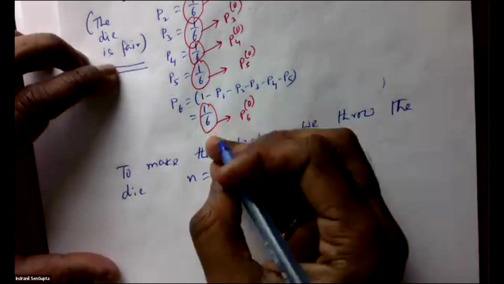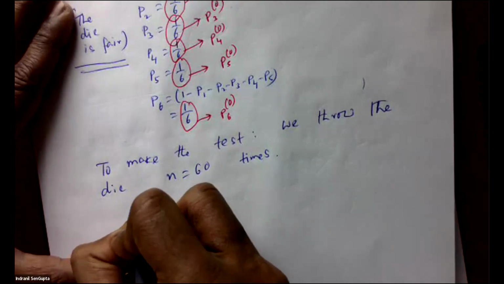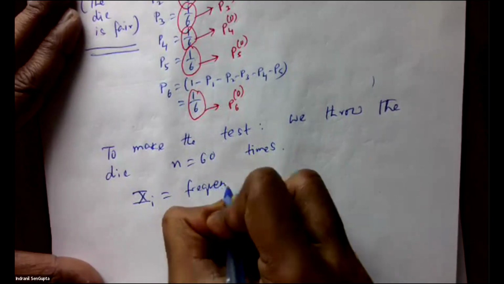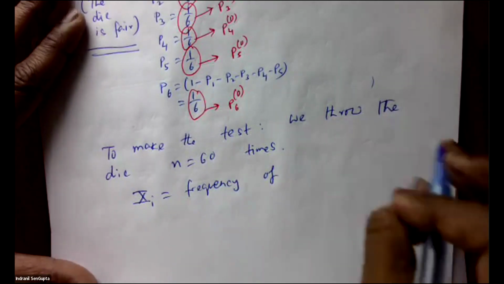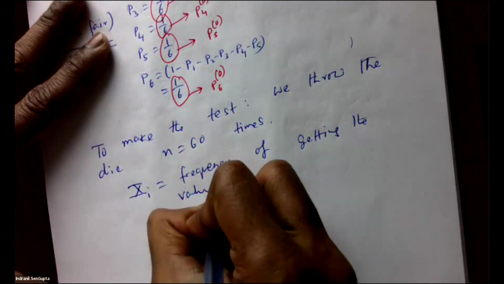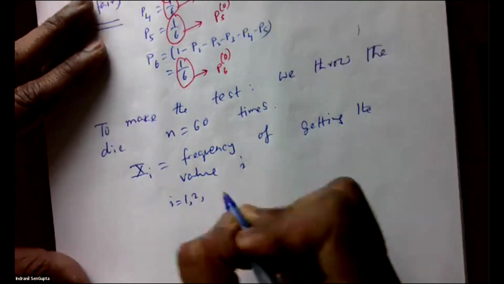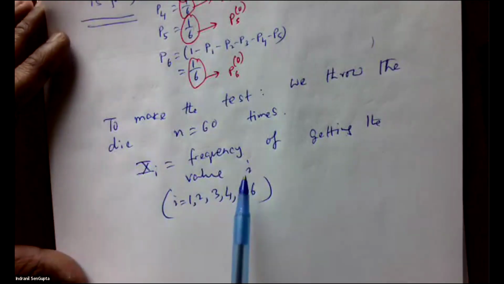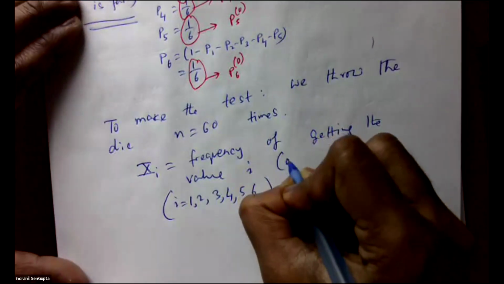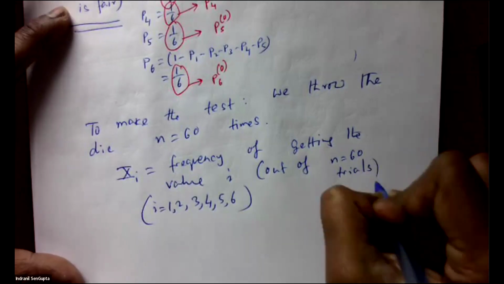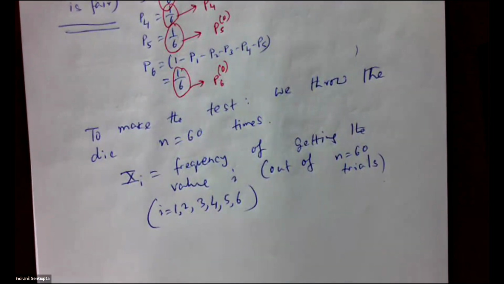So let's write xi. It denotes the frequency of getting the value i, where i is 1, 2, 3, 4, 5, 6. In other words, x2 is the number of times you get 2 out of n equals 60 trials.